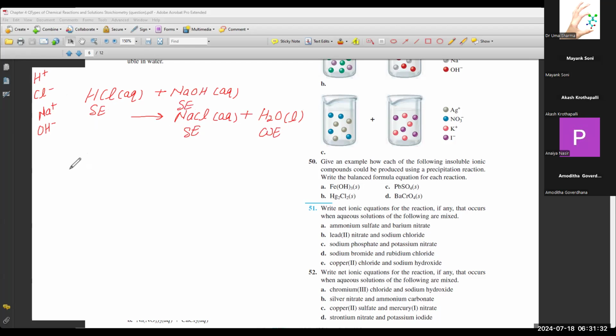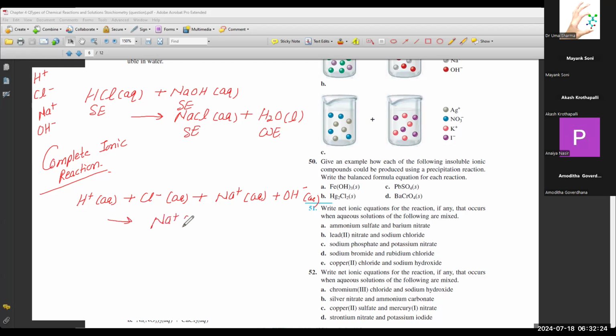Now, can we write the complete ionic equation? The equation is balanced. Let's go for the complete ionic reaction. Complete ionic reaction. Yes, very good. H plus aqueous, Cl minus. Yes, very good, Akash. Ananya and Amodita, they are strong electrolytes, all of them, except water. Now, can you tell me what are the spectator ions in this?